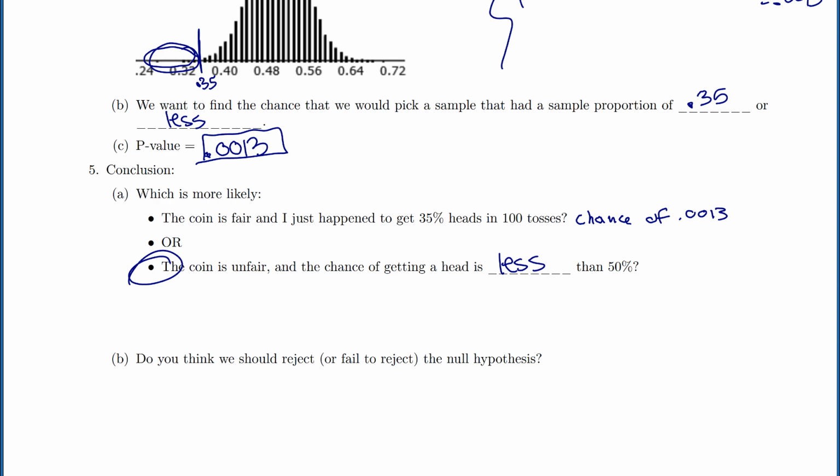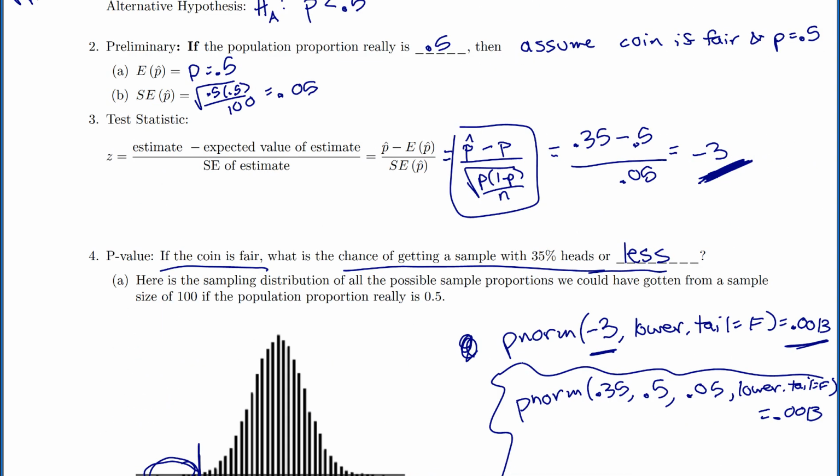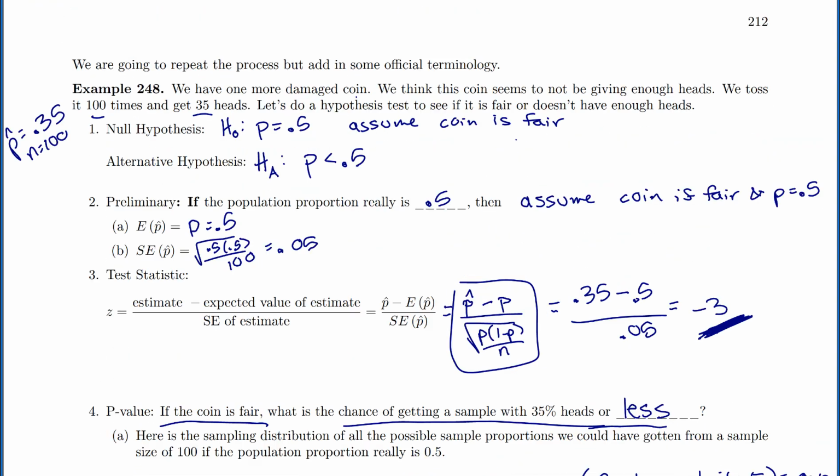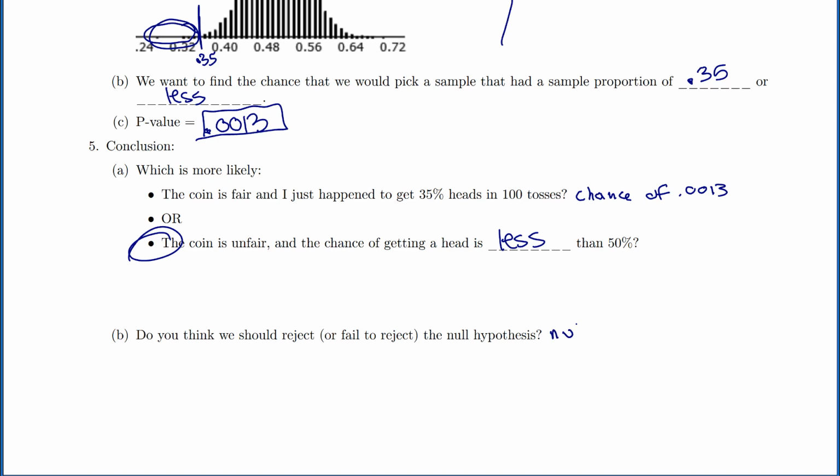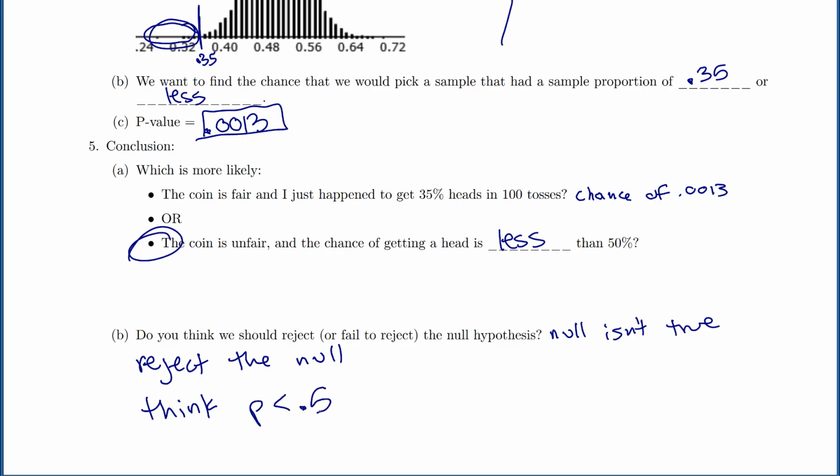So do you think we should reject or fail to reject the null hypothesis? Coming back up, the null hypothesis was that the coin is fair. I don't think that's true because we had such a small chance of getting what we got if the coin is fair. So I think the null isn't true. So what we're going to do is we say specifically that we reject the null, and we think the population proportion is less than 0.5.